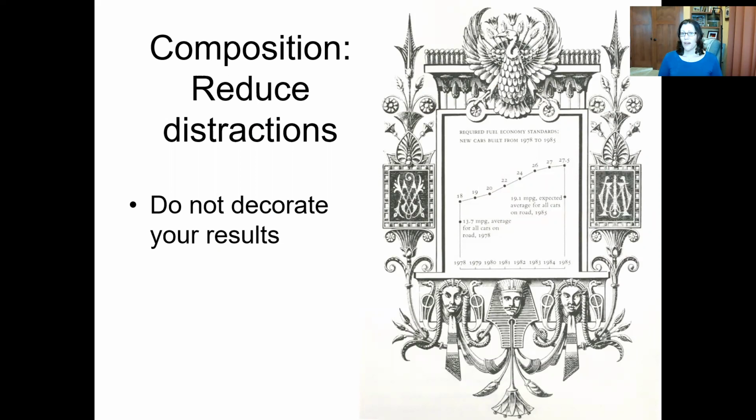The other thing in terms of composition is to reduce distractions. I would frame that as, please do not decorate your results. This is not a map, but a graph of fuel economy standards from 1978 to 1985, right? That's what you see in the middle, but that is not the first thing you see. When you look at this, you spend a lot of time trying to figure out what these guys are doing there and what that means.